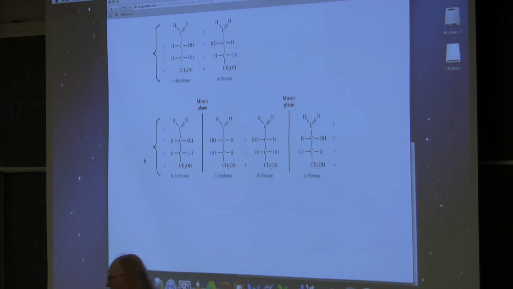Here's a simple example. Here's a 4-carbon sugar, known as erythrose on the left, or threose on the right. Erythrose and threose are stereoisomers of each other. They're not mirror images. Stereoisomers that are not mirror images are called diastereomers, D-I-A-S-T-E-R-E-O-M-E-R-S. Diastereomers are stereoisomers that are not mirror images of each other.